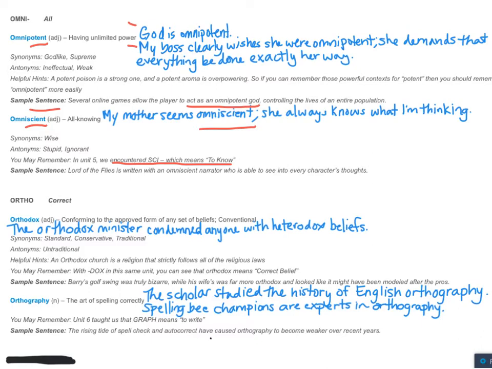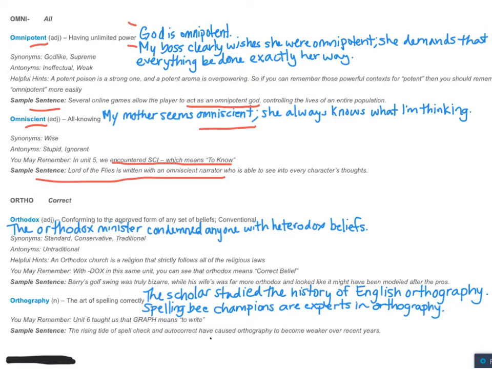And the sample sentence down here, Lord of the Flies is written with an omniscient narrator who is able to see into every character's thoughts. So an omniscient narrator is one that will narrate what different characters are thinking, whereas a limited narrator only tells you what one character is thinking.